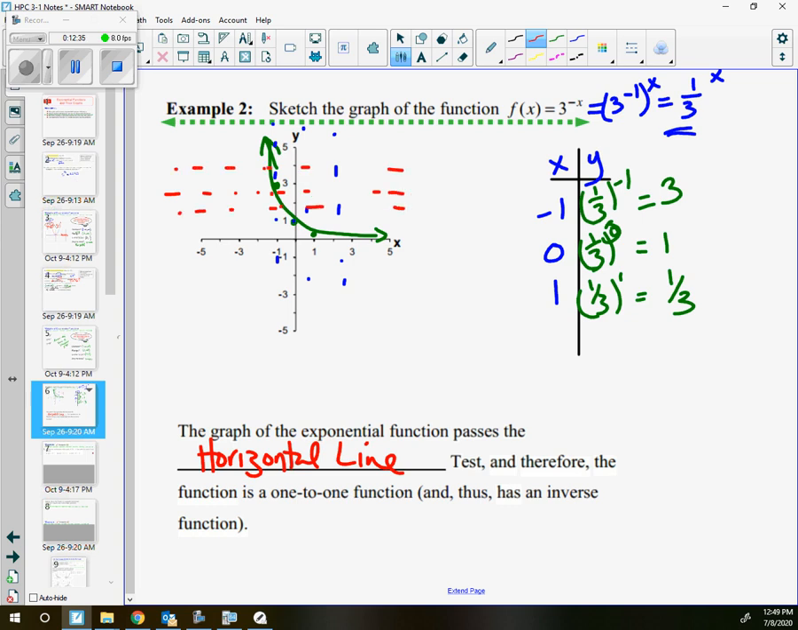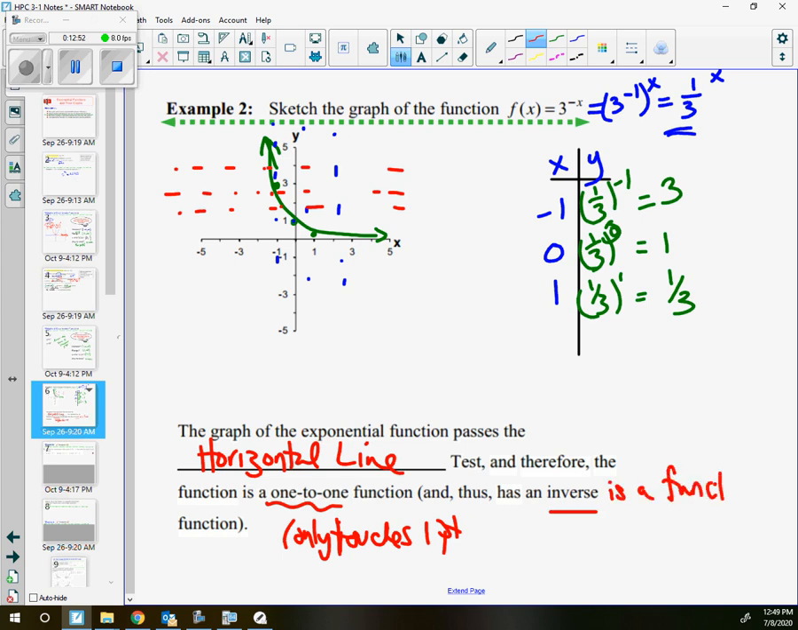They would only touch 1 point, which means it's 1-to-1, only touches 1 point. What did that tell you? What do you know now if the horizontal line only touches 1 point? What it means is the inverse is a function.